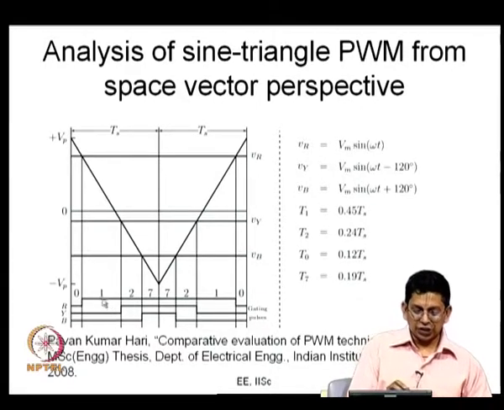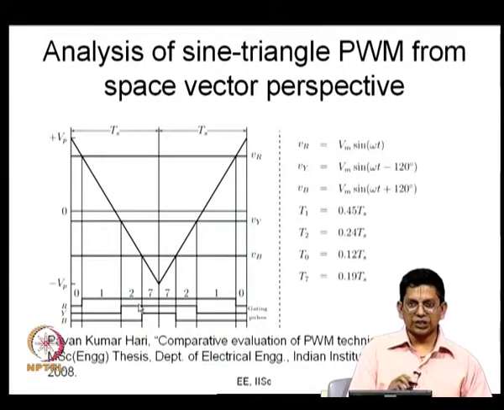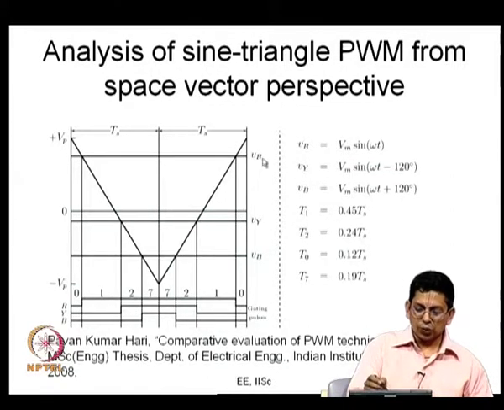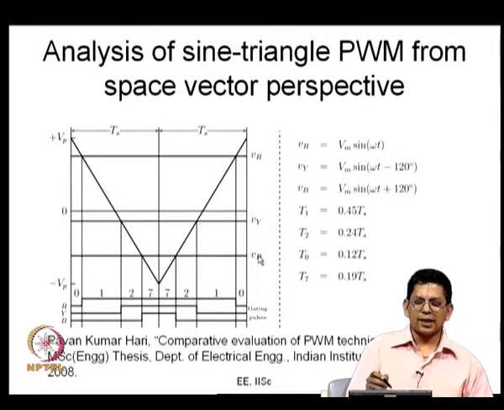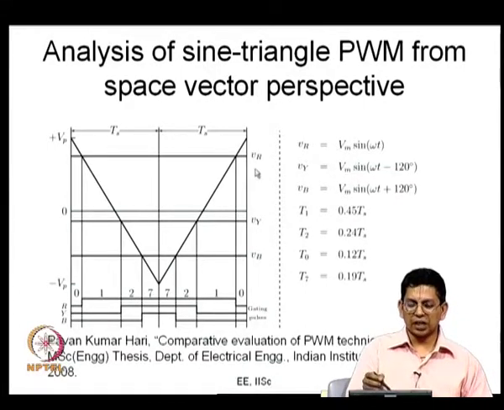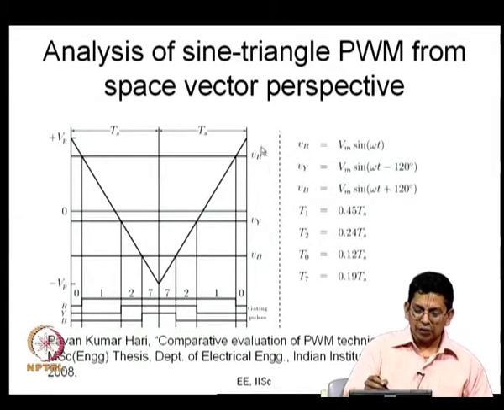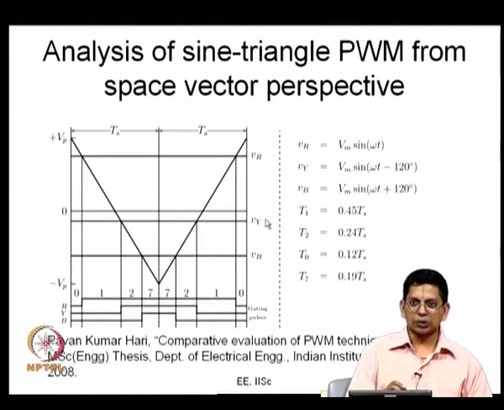Now, we do not want to change T1 and T2, but we want to slightly adjust T0 and T7 such that their sum does not change. What can we do? We can add a small common mode component. Let us say I add a small delta V to VR, Vy and Vb, a positive delta V added to all 3. VR will slightly go up, Vy will also go up to the same extent, and Vb will also go up to the same extent.